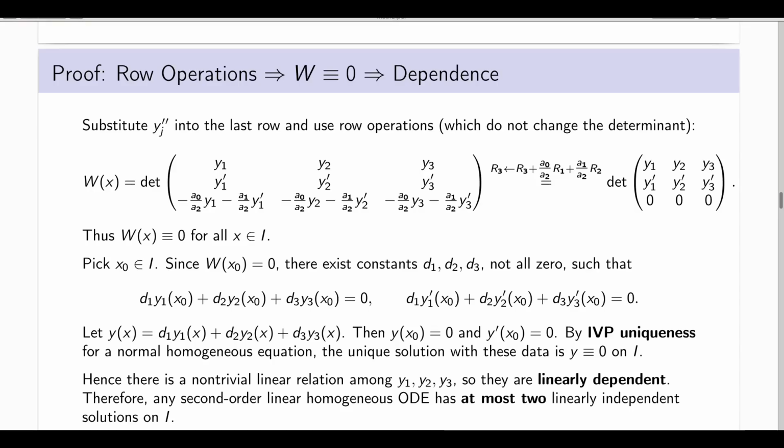Let y of x be that combination. Then y of x0 equals 0 and y prime of x0 equals 0. By the uniqueness of the initial value problem for a normal homogeneous equation, the only such solution is the trivial one, y identically 0. Hence, the three functions are linearly dependent, and any second-order homogeneous ODE can have at most two independent solutions.